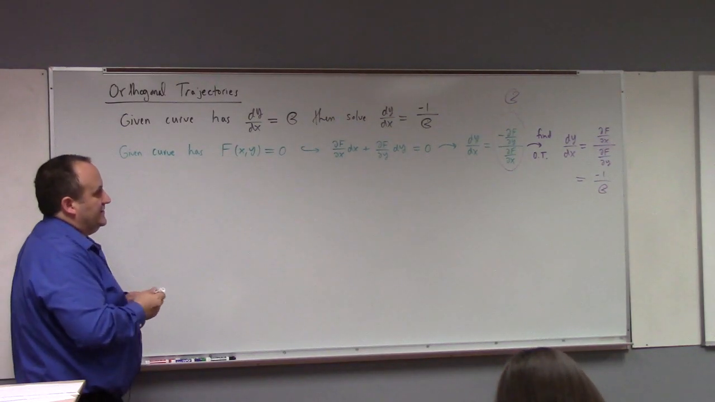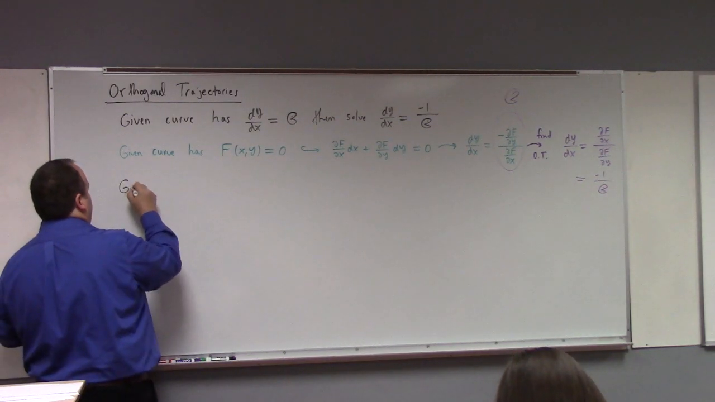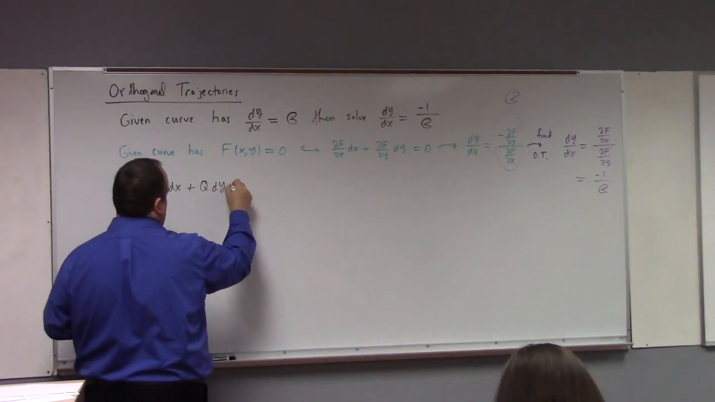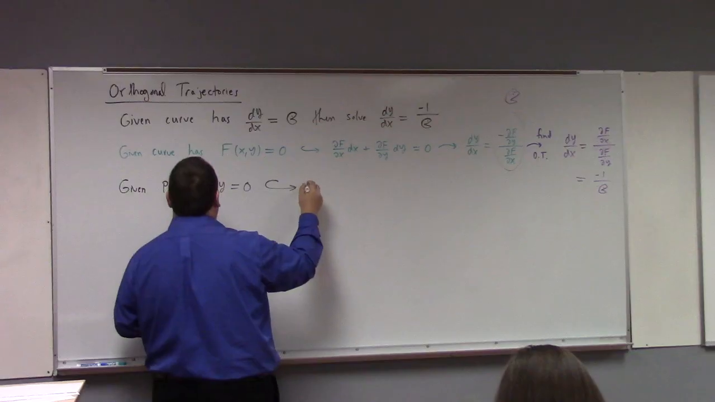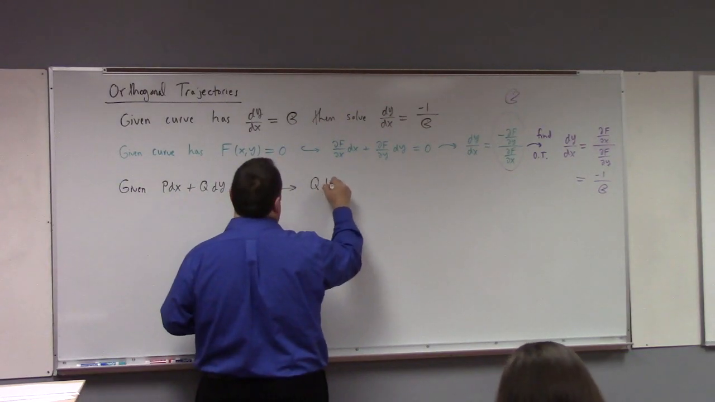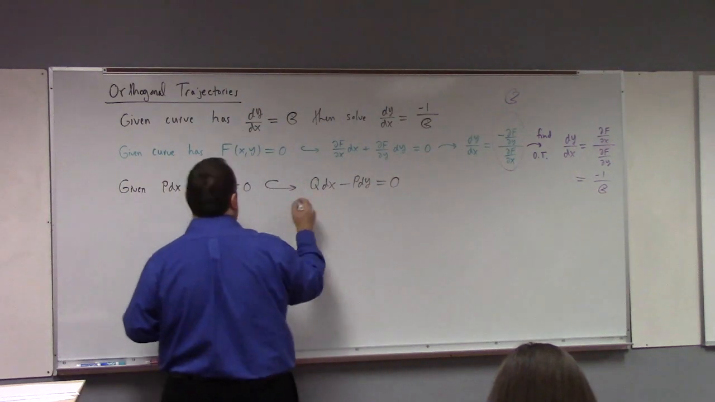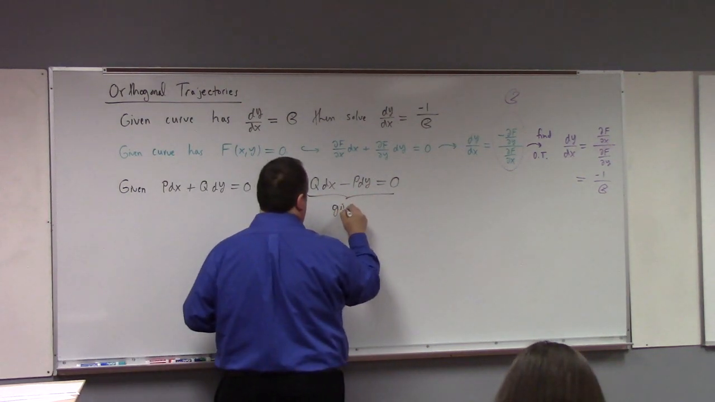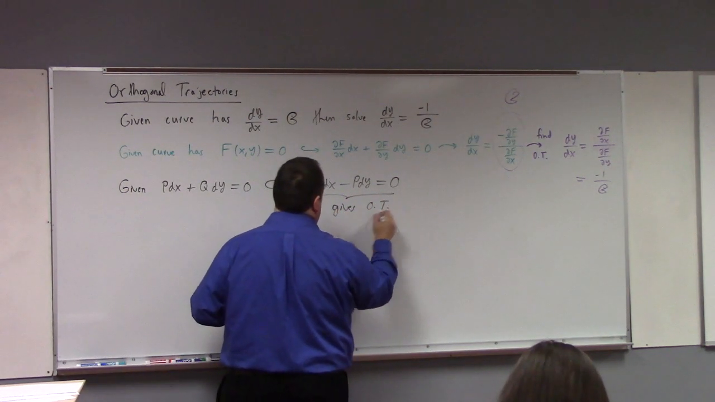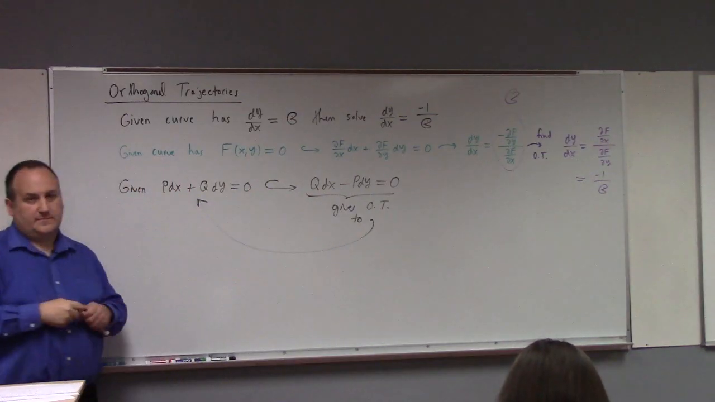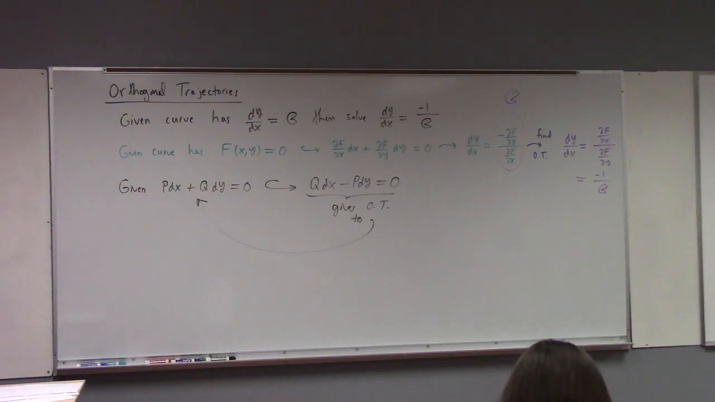There's another way you could look at this. If you're given p dx plus q dy equals 0, you can instead solve q dx minus p dy equals 0. So this gives orthogonal trajectories to solutions to that guy. So that pretty much covers all of the ways this can come at you, right?